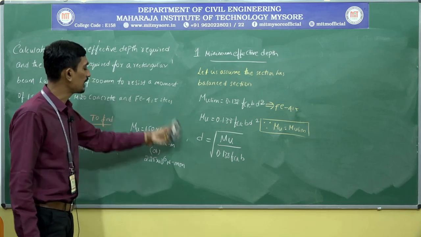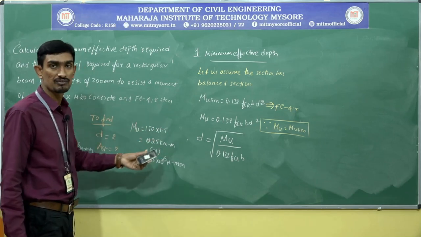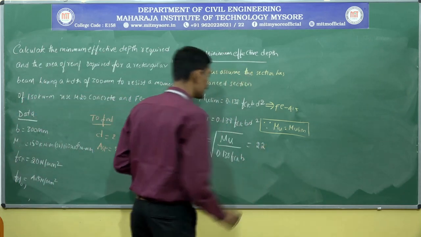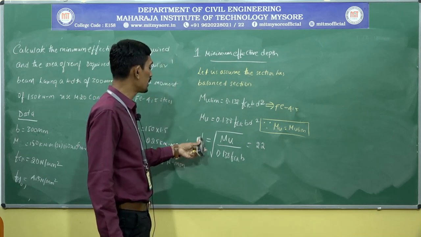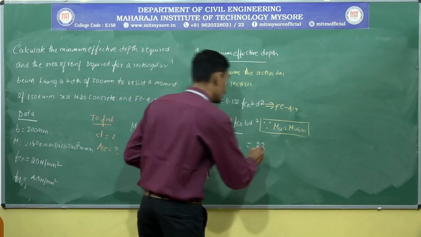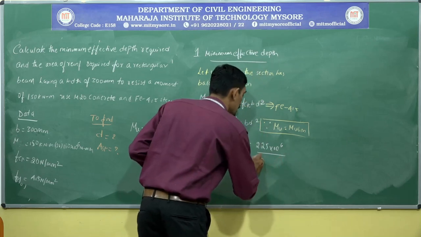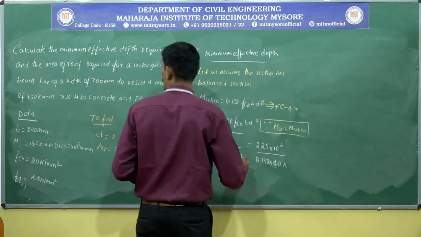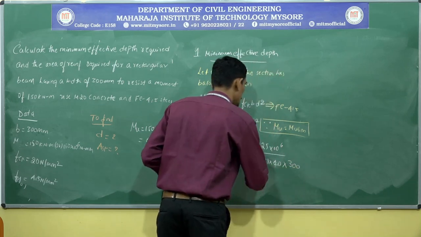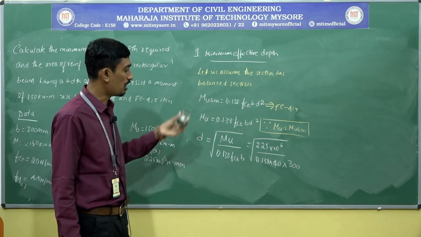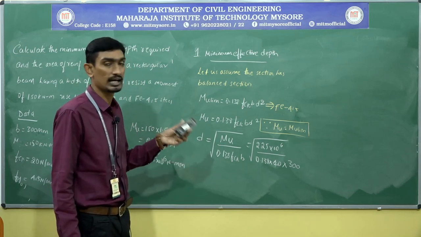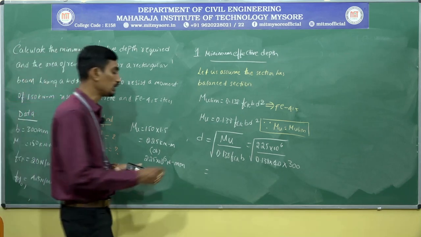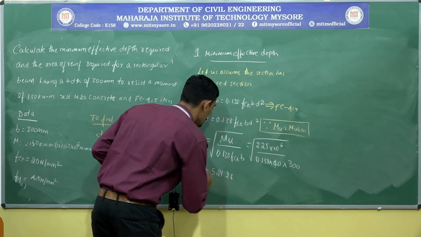So now let us calculate the Mu value, that is the ultimate moment of resistance value, by considering the factor of safety. Substitute this. Once again, please be cautious: depth is required in millimeter and substitute Mu in newton millimeter. So 225 into 10 to the power of 6 newton millimeter divided by 0.138 into fck, which is 20 newton per millimeter square, into width, which is 300 millimeter. Like this, you need to cross check whether all the substituted units are proper or not. Then only you will get a correct answer. So the depth works out to be 521.28.